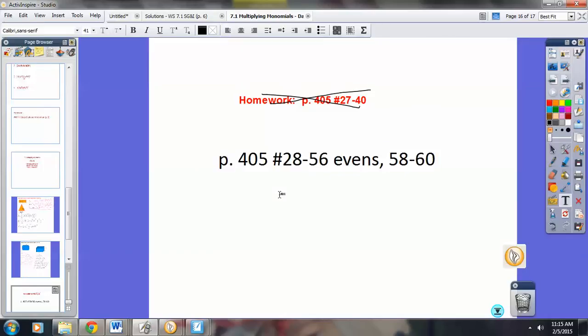We're on page 405. 28 to 56 evens. Those are problems like we've been doing the last couple of days. And then 58, 59, and 60, those are going to be like we did today, where you're going to have some formulas, some figures. You're going to have to use formulas to find area and volume.